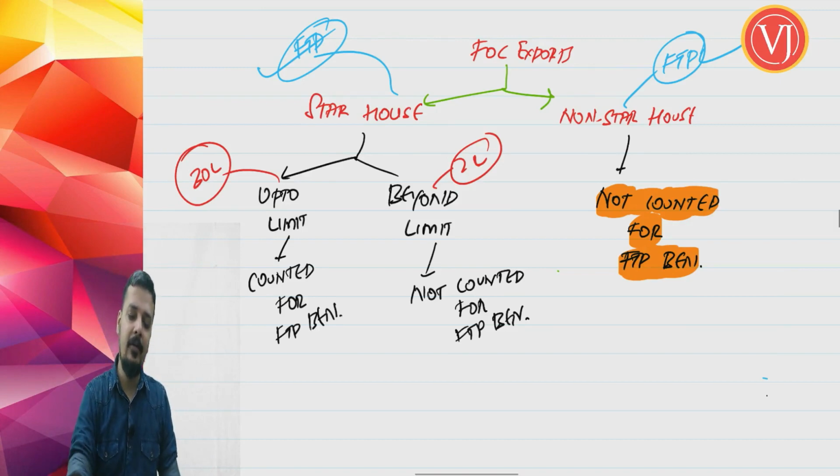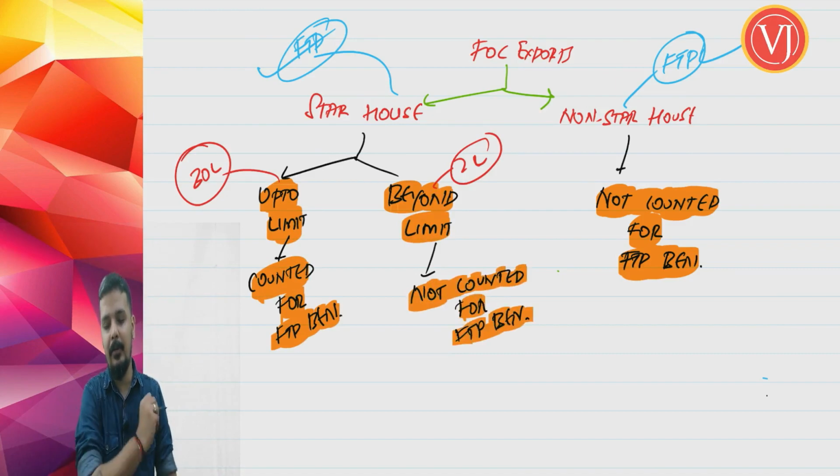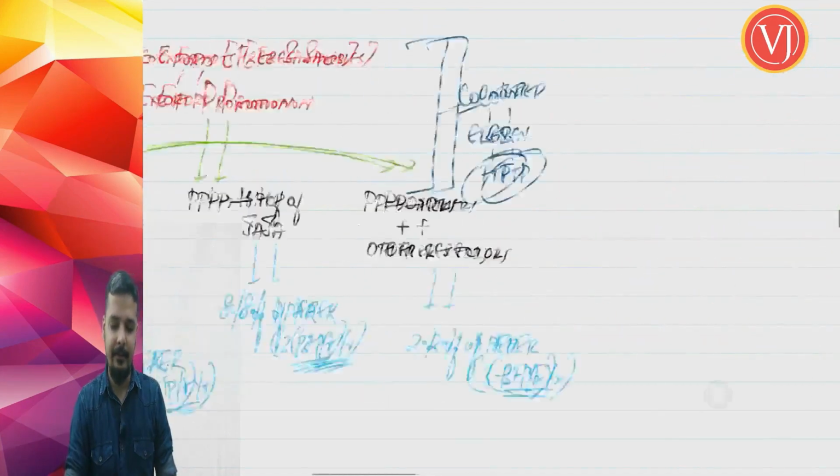And if you are a star house category, up to the limit that we have discussed, that will be counted for your foreign trade policy benefits, and beyond the limit that we have discussed, that will not be counted for your FTP benefits. So that you have to understand.